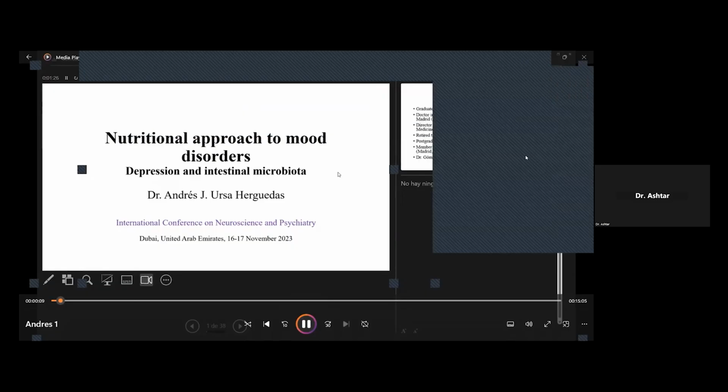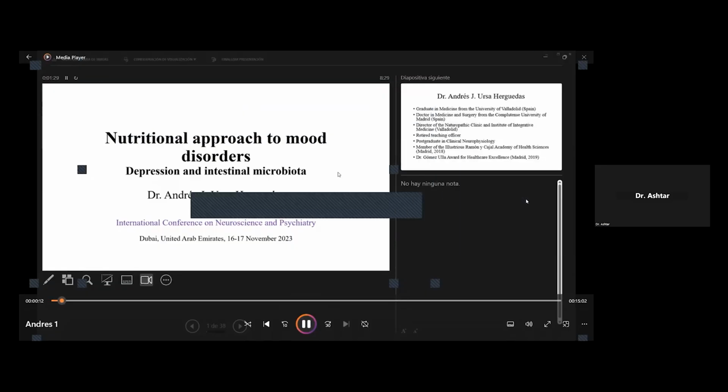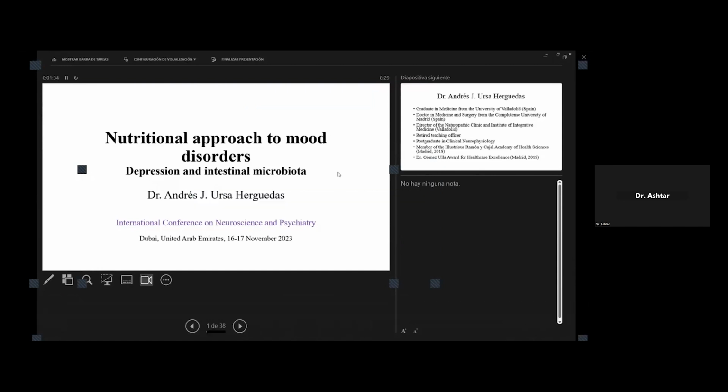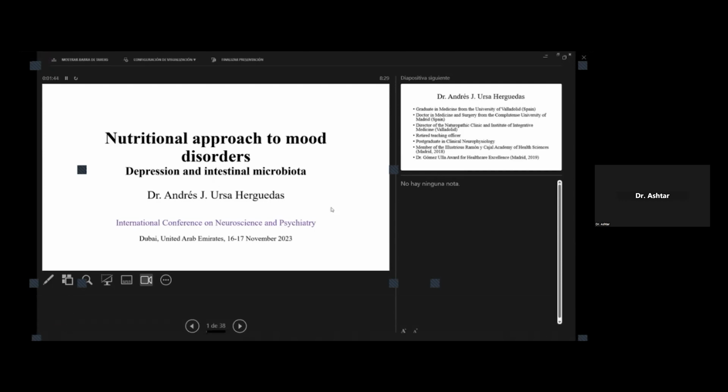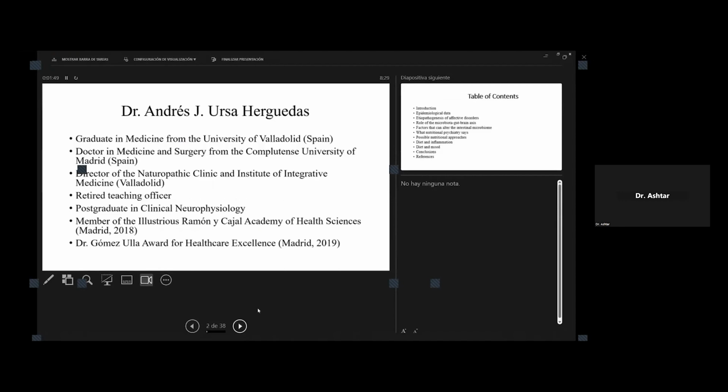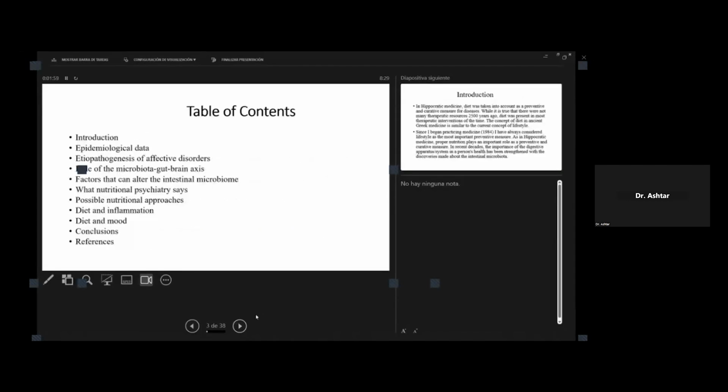Food disorders, depression, and intestinal microbiota by my client, Dr. Andres Ursa. It is a submission for the International Conference on Neuroscience and Psychiatry held in Dubai, United Arab Emirates, on the 16th and 17th of November 2023. This is Dr. Ursa's curriculum vitae. And this is the table of contents for this presentation.